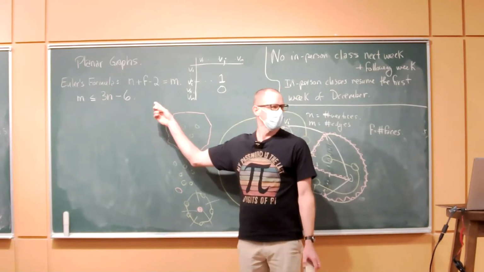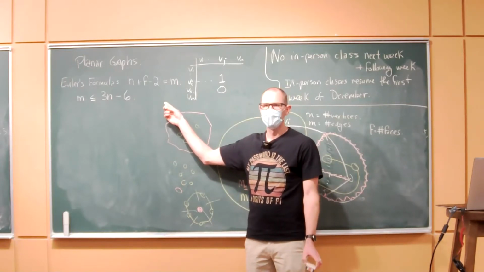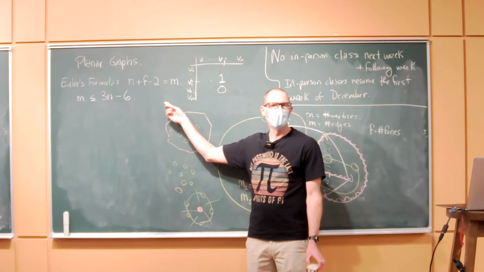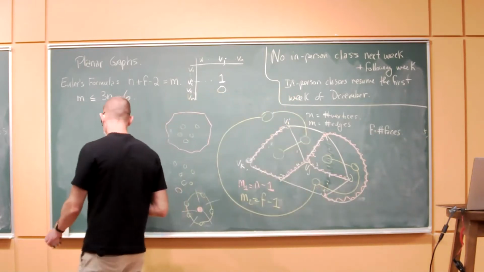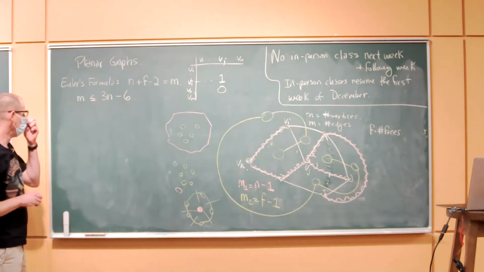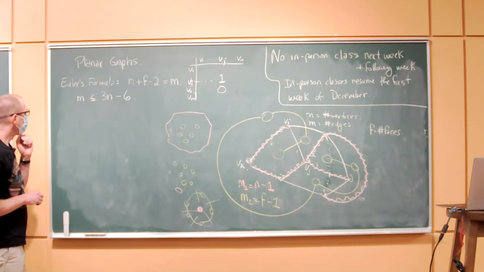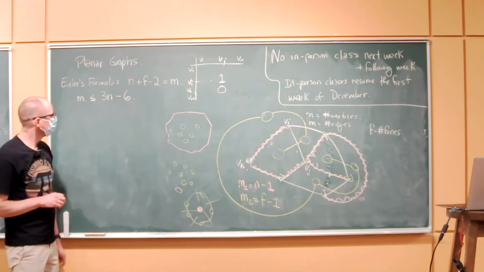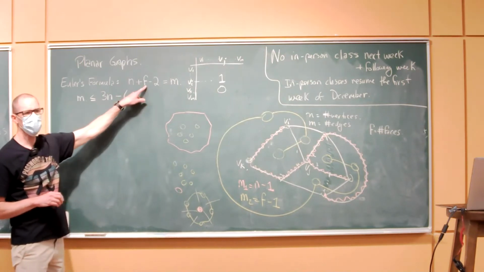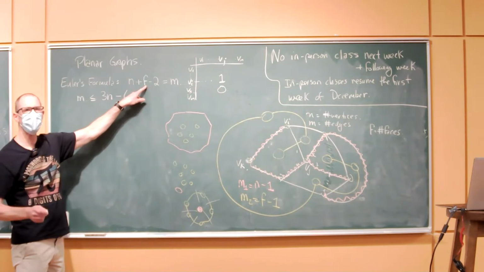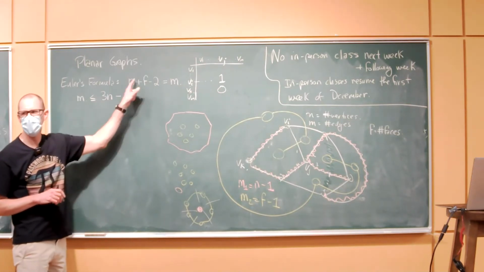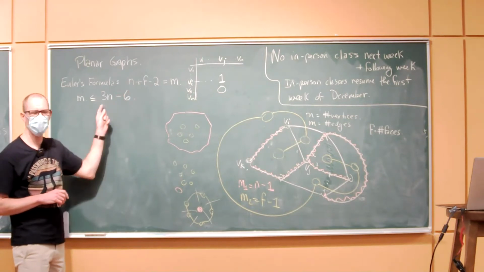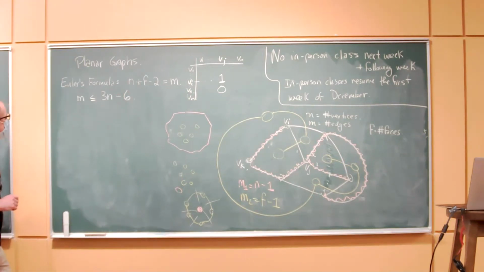Do you believe this? Do you want to know why this is true? Probably many of you have seen it before. Okay, so I'll leave that to you. Basically, you use the fact that every face has to have at least 3 edges on its boundary, and every edge is on the boundary of 2 faces. That will tell you something about F that you can use to get this. Okay, good.